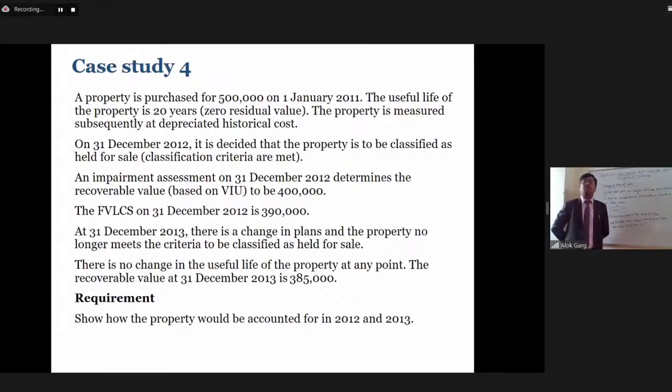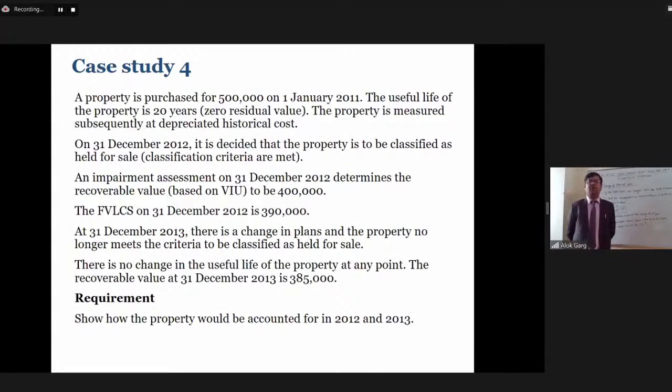Yes, friends. So what will be the total depreciation till 31st December 12? So 2 years, 25,000 per year. So 50,000 total depreciation, and 5 lakh minus 50,000, 4 lakh 50,000. Okay. Now, an impairment assessment on 31st December 12 determined the recoverable value based on value in use to be 4 lakh, and the fair value less cost to sell on 31st December 2012 is 3,90,000.